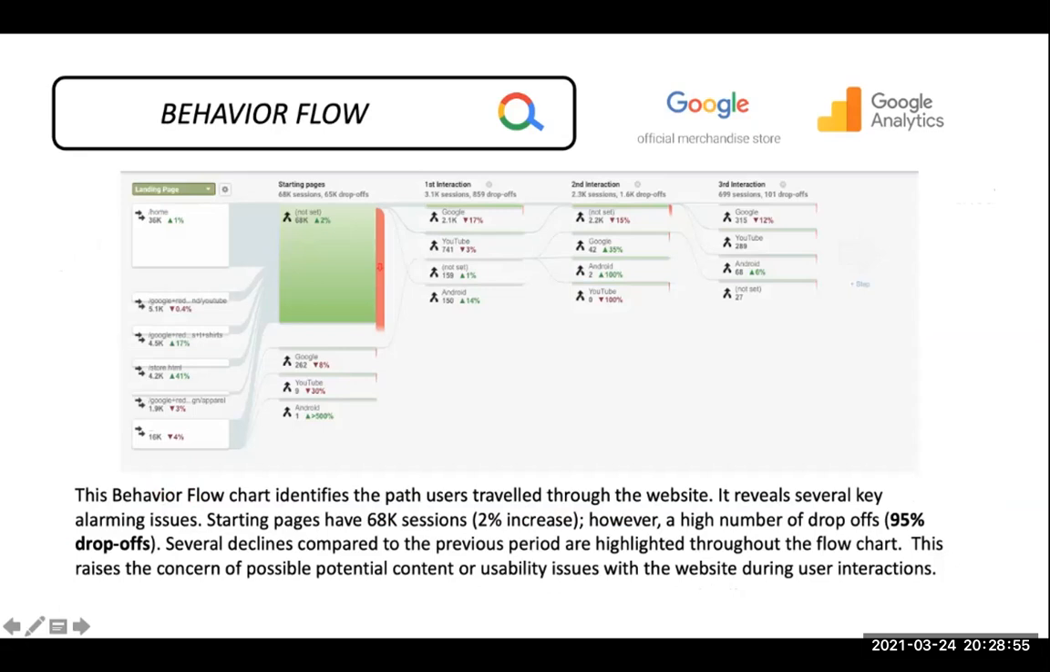So this says the behavior flow chart identifies the path users travel through the website. It reveals several key alarming issues. The starting page has 68,000 sessions, and I'm hoping you're seeing that, which was an increase. However, a high number of drop-offs, in terms of 95%, and several declines compared to the previous. And if you look, to some extent, there is a drop over time. But of course, I said, you don't have to comment on this one.